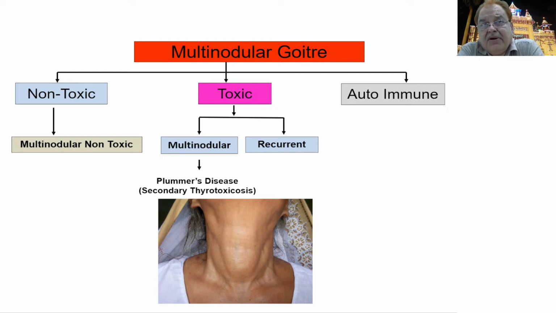And then in the multinodular goiter, again the same: the non-toxic, toxic, and autoimmune variety. In the non-toxic, it may be multinodular non-toxic, it may be a recurrent variety, and as I told you, this is called a multinodular variety. In the toxic one it is called Plummer's disease, or it can be an autoimmune type of multinodular goiter.